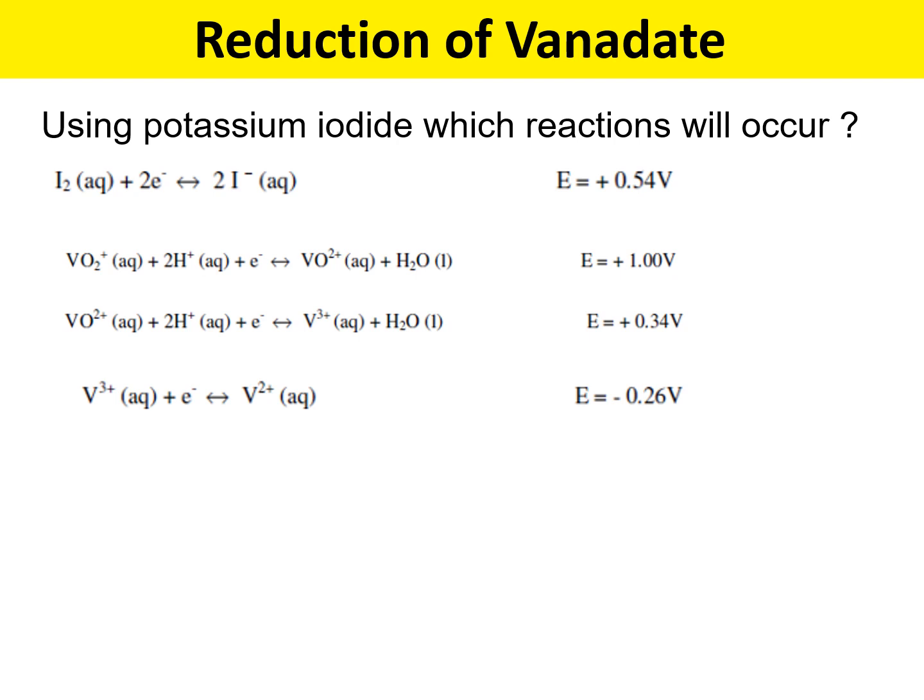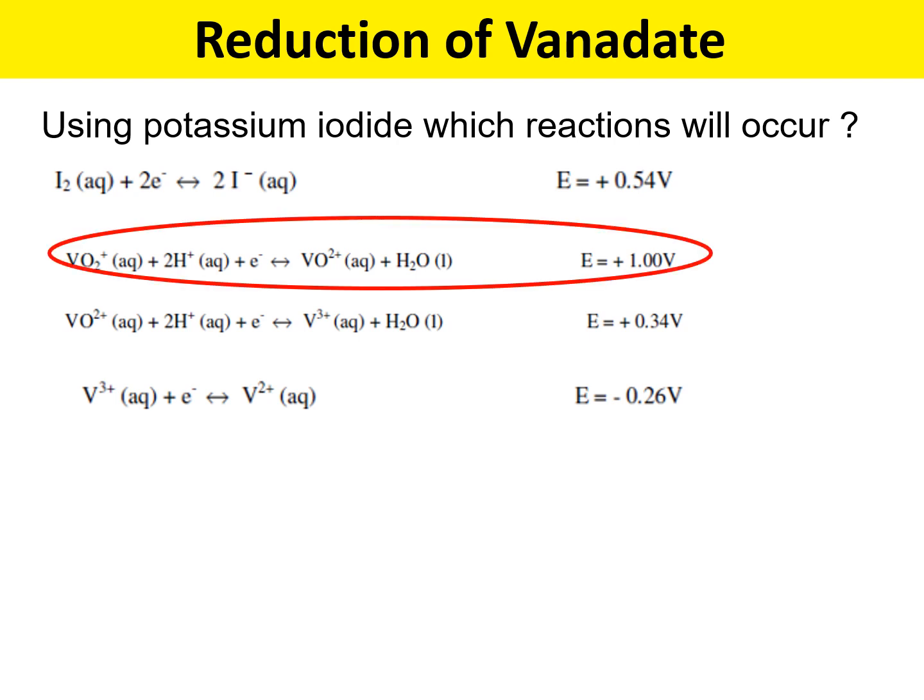We can use other reducing agents instead of zinc. In this case, we can use potassium iodide. And if you have a look at the standard reduction potentials, you can see that only the first reduction occurs. If you do the calculations, you will find that vanadium can only be reduced using iodide ions from +5 to +4.